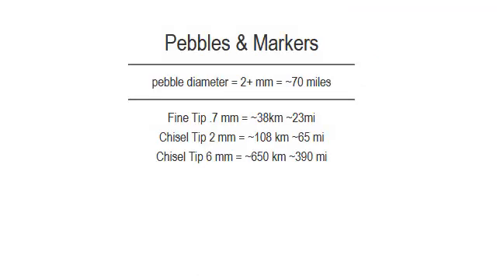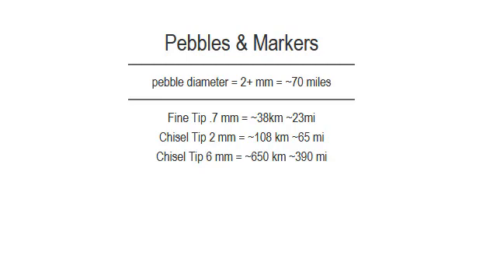You should also be aware of the relative size of the pebbles to the land you are drawing. The diameter of pebbles is more than 2 millimeters, which corresponds to about 70 miles on the Earth's surface. Most cities are less than 10 miles wide. Fine tip markers make lines slightly smaller than a millimeter. Their width corresponds to about 23 miles.